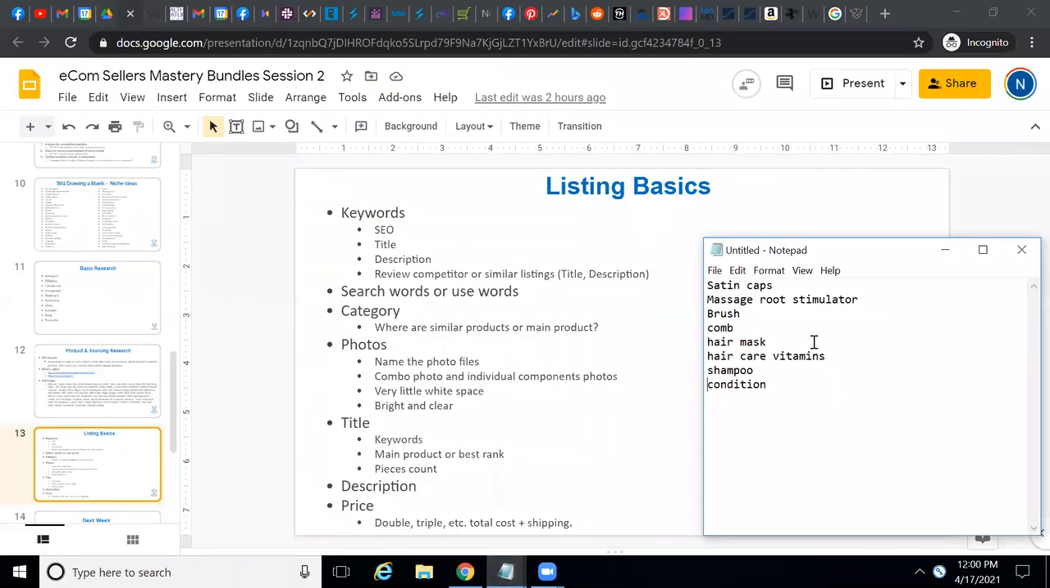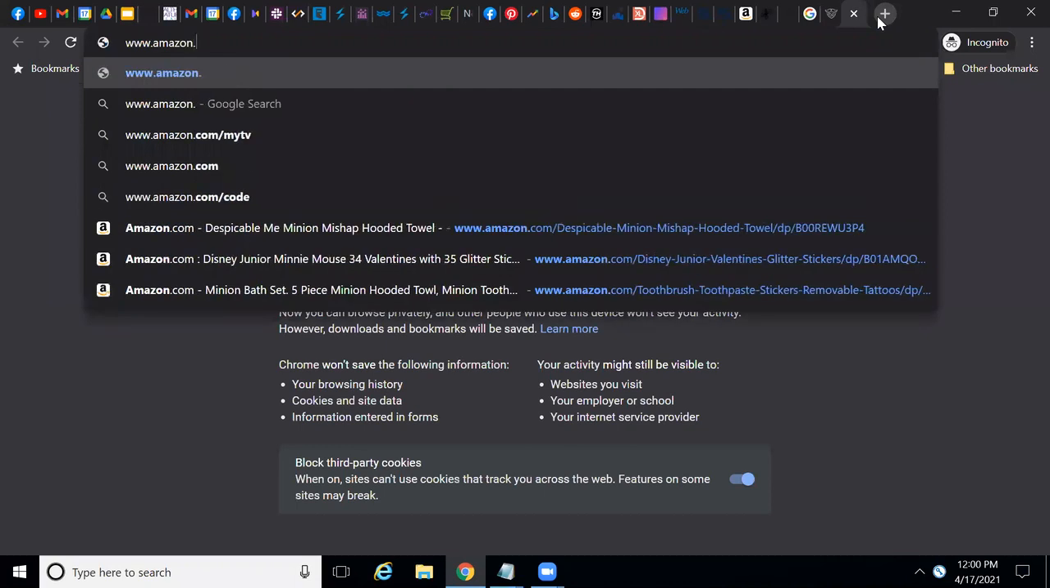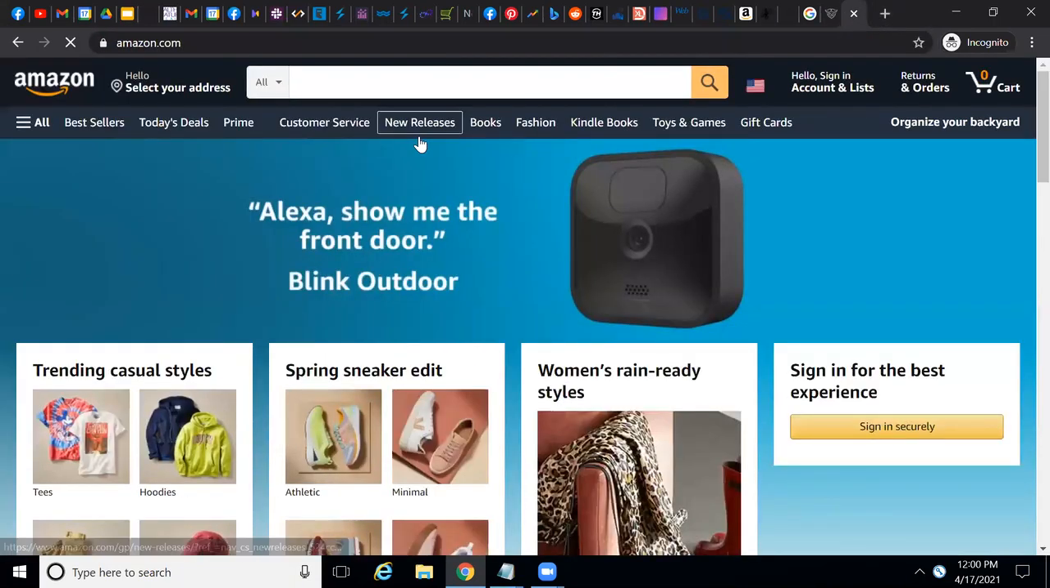I'm sorry. So I'm going to go see what is the current search ranking for satin caps on Amazon. I'm going to go look and see what the rank is for the root stimulator, for brush and comb and hair mask, all of these separately. And I'm going to write down what that sales rank is. So if I type in hair care vitamins and I go to Amazon, this is a hack. So make a note. I'm sorry, I didn't put it in the stuff to do today, but you need to know this.